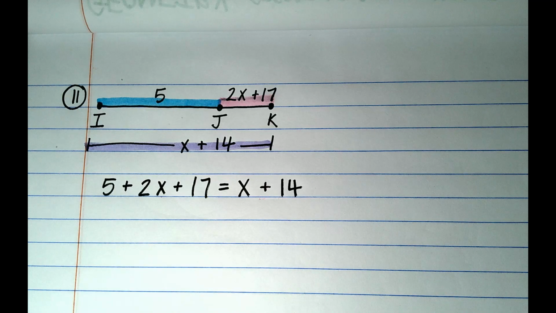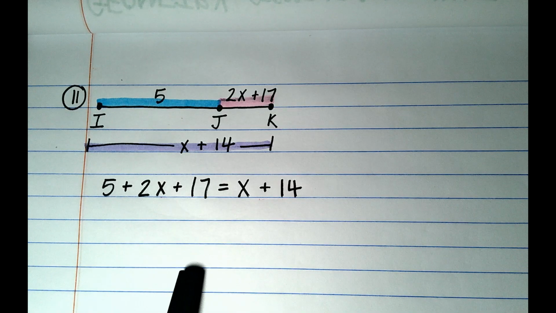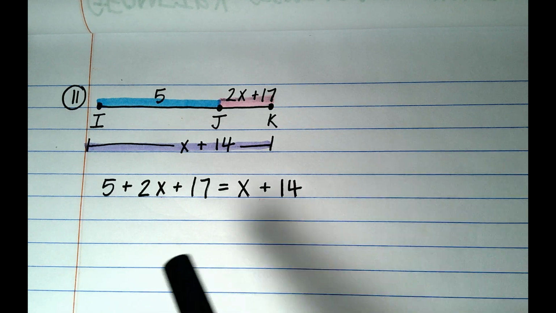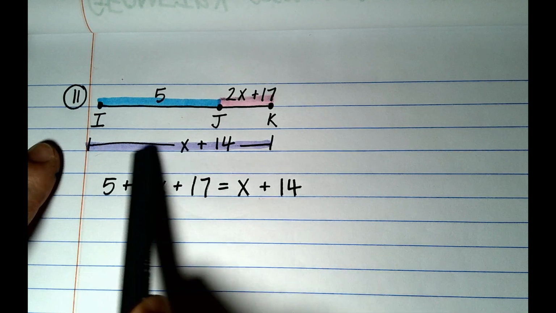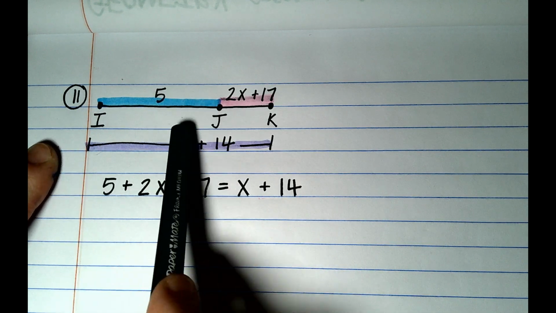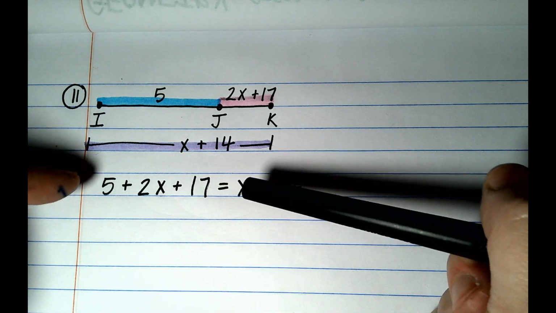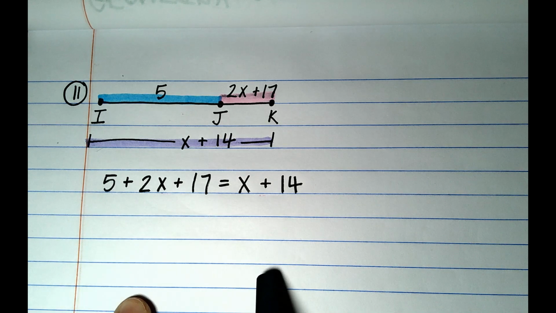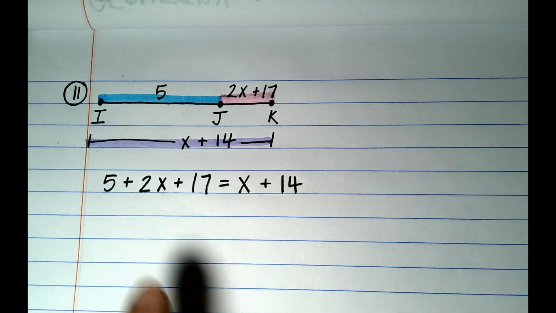Now, why is this one different from the last one we just did? Because there's a variable in our whole length, the bottom length here. In the last one, we just had a number. So when we combined our like terms, the x's were on the same side of the equal sign. So we have to do something different here to combine our x's, since they're not on the same side of the equal sign anymore.